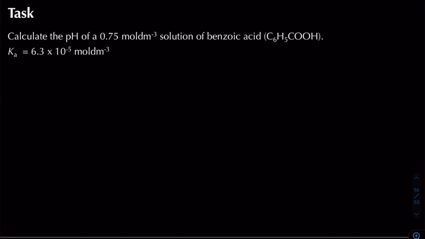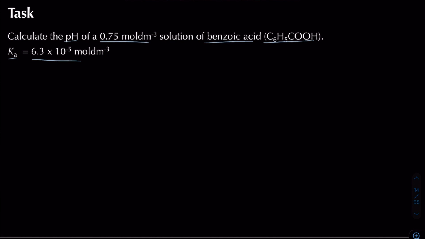So in this question, we're asked to calculate the pH of a 0.75 mol per decimeter cubed solution of benzoic acid, which we can see the formula of over here. And we're told that the acid dissociation constant Ka is 6.3 times 10 to the power of minus 5 mol per decimeter cubed.